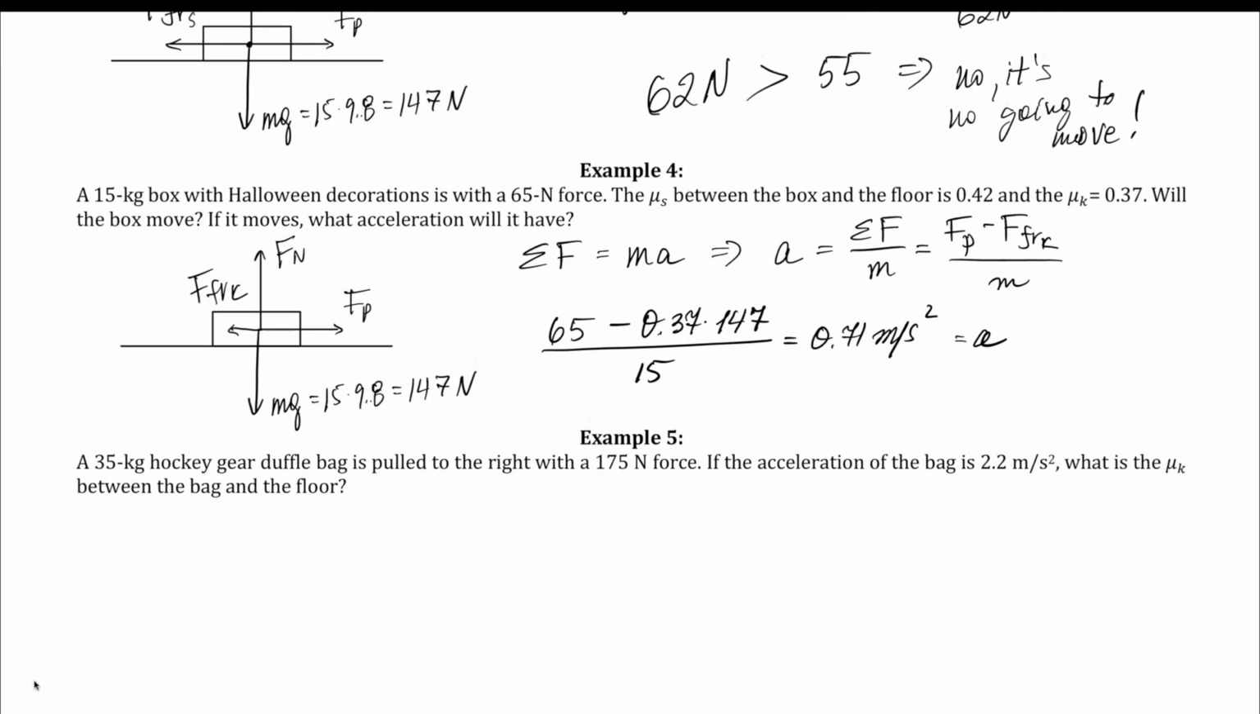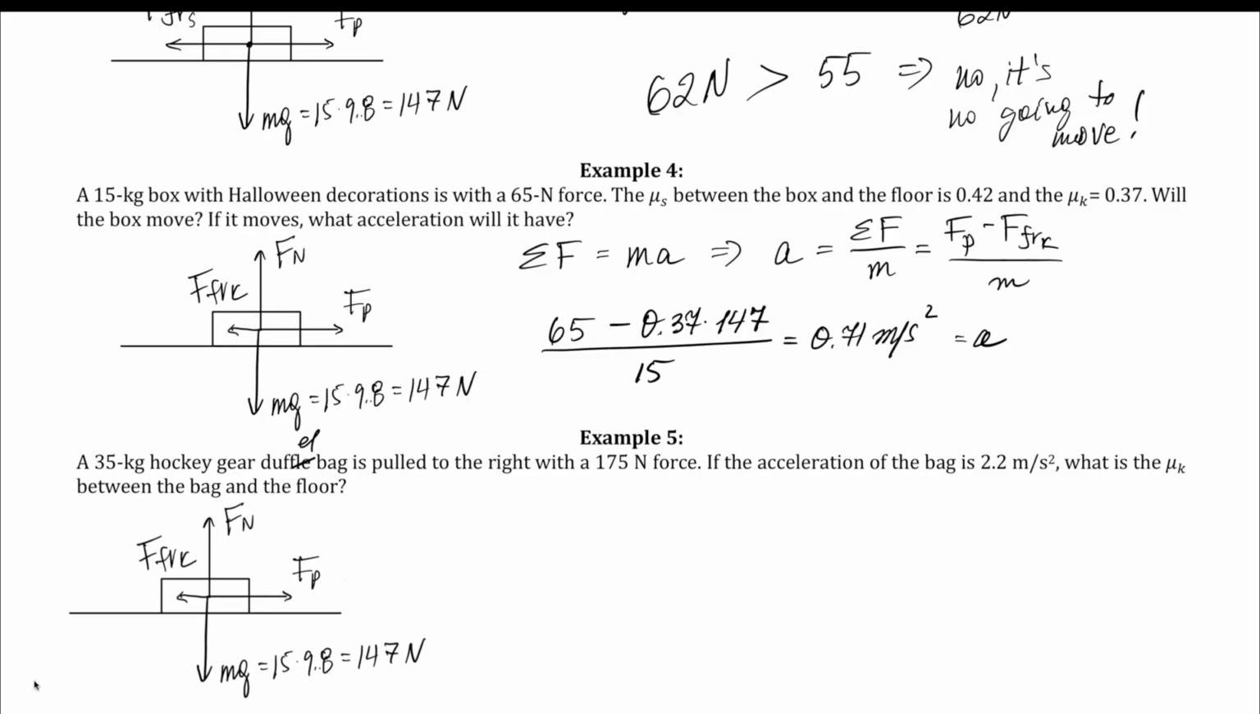Next, we have a hockey gear duffel bag. Sorry, this is misspelled. Duffel. It's pulled to the right with 175 Newton force. The acceleration is 2.2. What is the mu k between the bag and the floor? All right, so I'm just going to lazily copy this right here because I can, and because it's the same situation. The only difference is now the force of gravity is 35 times 9.8. 343 newtons.